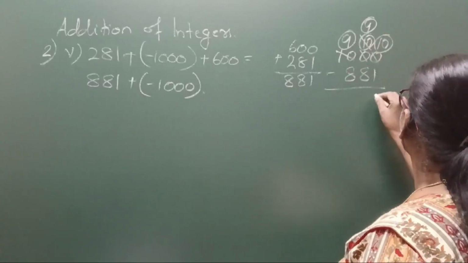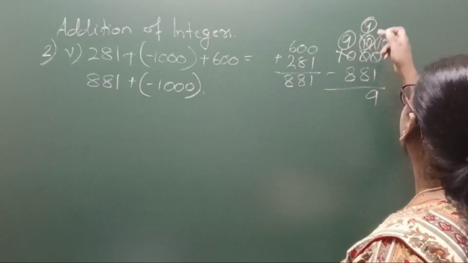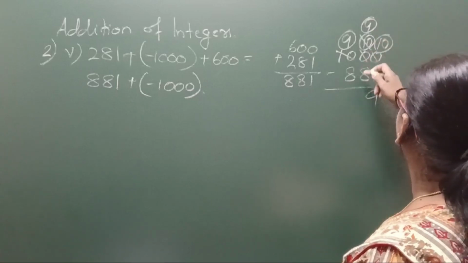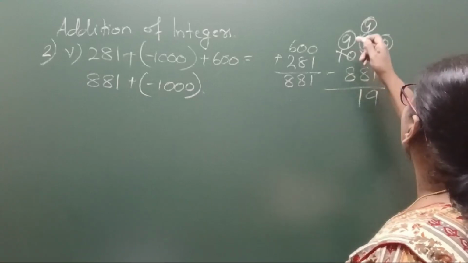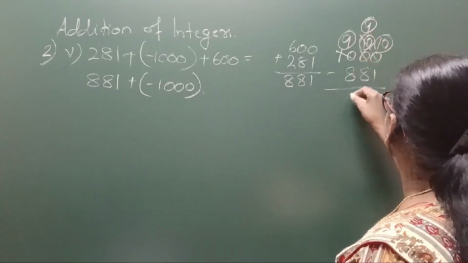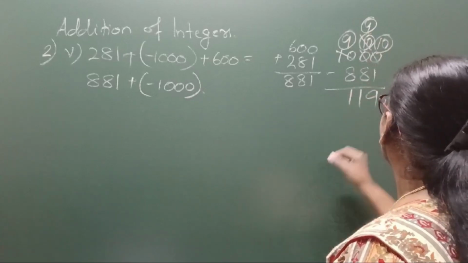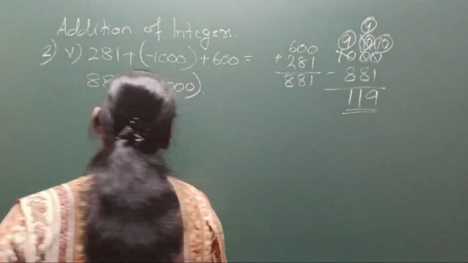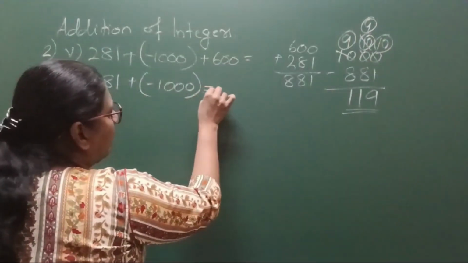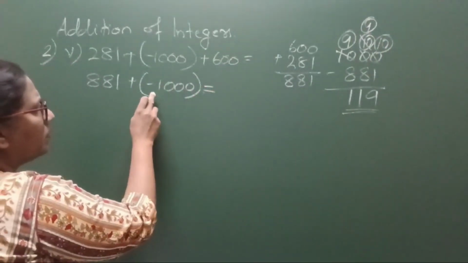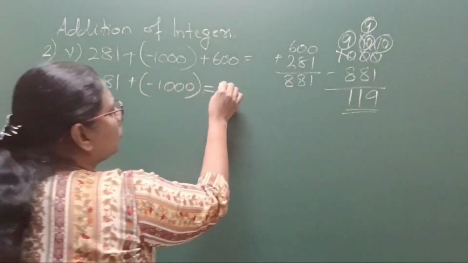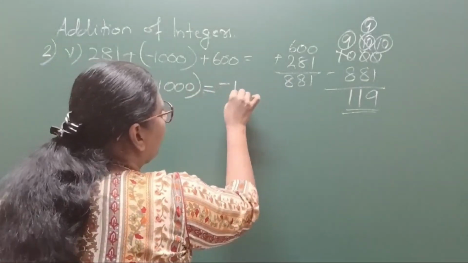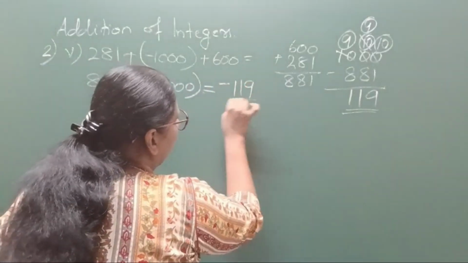10 minus 1 is equal to 9. Here remaining 9, 9 minus 8 is equal to 1. Here remaining 9 minus 8 is equal to 1. So our answer is 119. But we have to see the greater number's sign, that is minus. So our answer is minus 119.